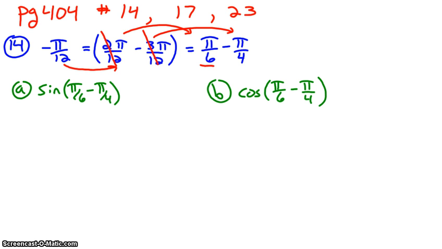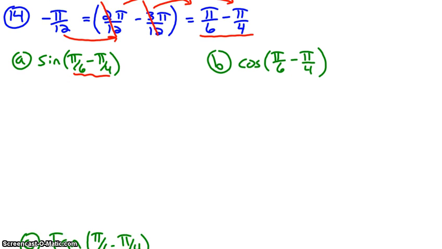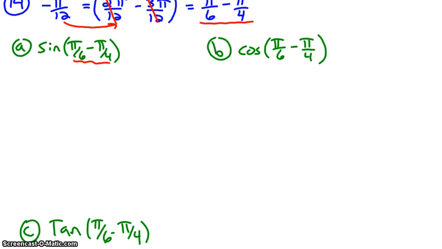So once we have determined what we're going to use for the insides of these sums and differences, we can begin working. So what we have is sine of pi over 6 minus pi over 4 gives us sine pi over 6 times cosine pi over 4 minus the cosine of the first, or pi over 6, times the sine of the second, which is pi over 4.